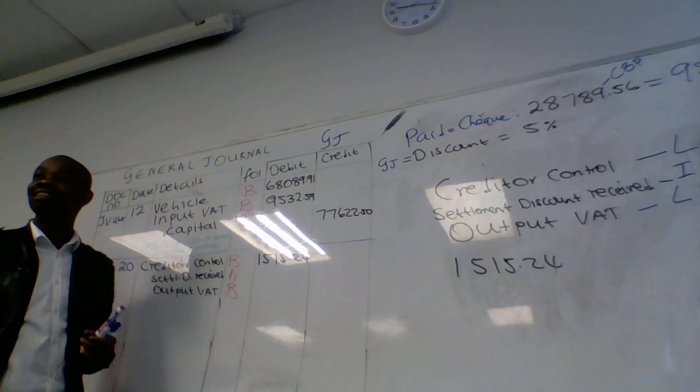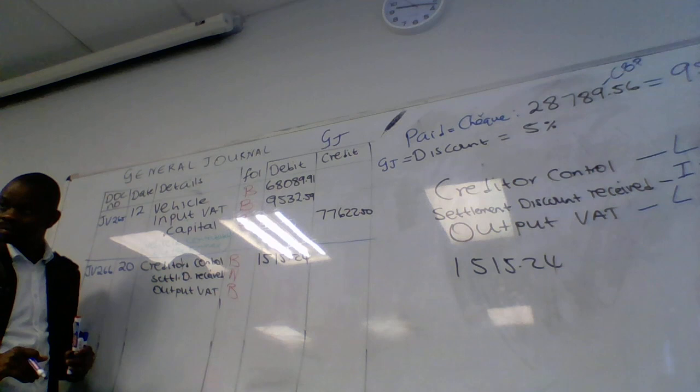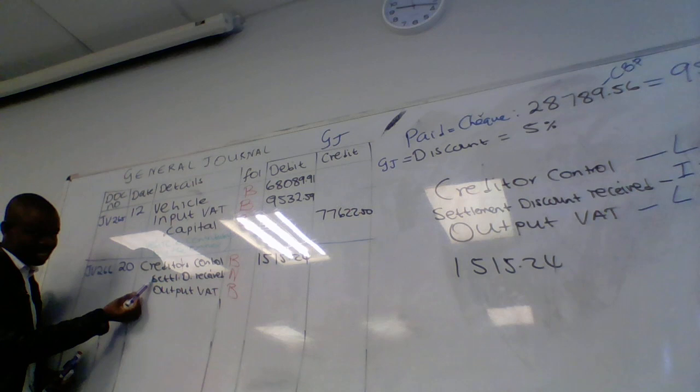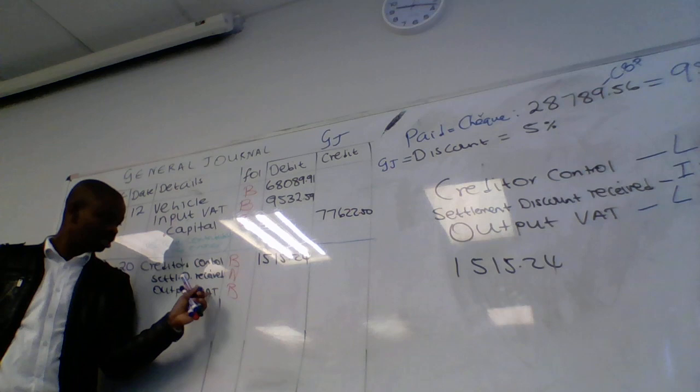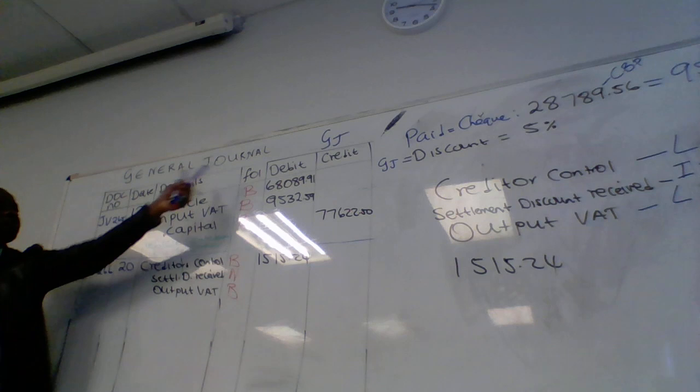I'm waiting. I'll go back to it. No, I remember there are two. I want to know which amount is settlement and which one is what? 151. You put it there. How much is that? 2. Oh, yeah. 287. Guys, can I say something? How did you find those amounts? It's the same way.